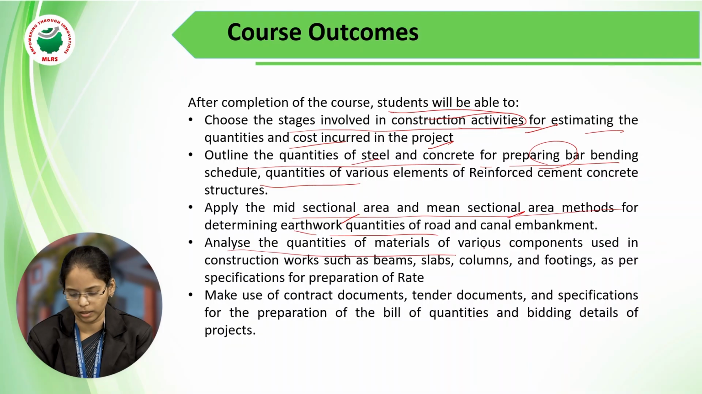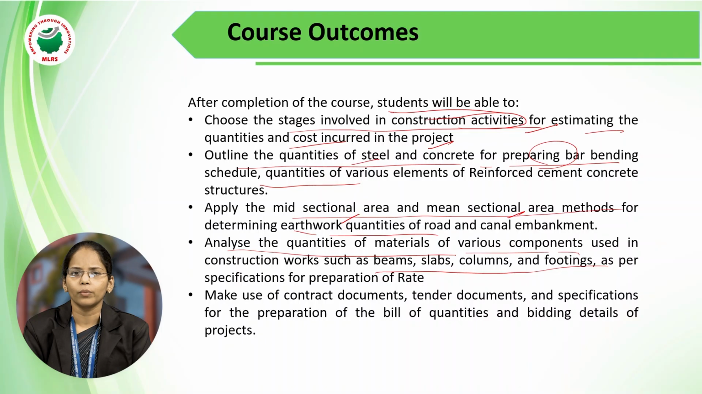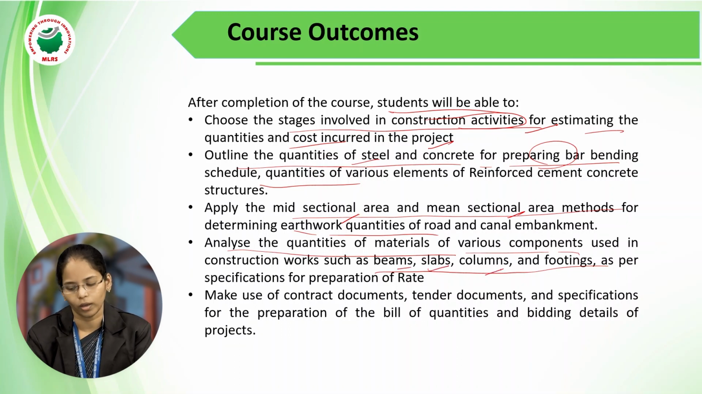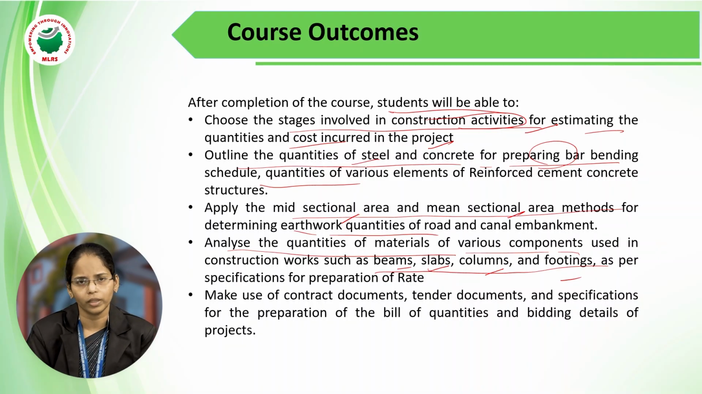Analyze the quantities of materials of various components used in construction work such as beams, slabs, columns, footings as per specifications for preparation of estimates. So we are estimating for a structure. What is the cost estimation? For estimating that, we need to know what are the items involved in it: materials for superstructure and substructure. For example, beams, slabs, columns, footings, and the reinforcement, how much reinforcement is required, how much PCC is required, how much OPC is required, and everything. So these are the materials which we need to consider.